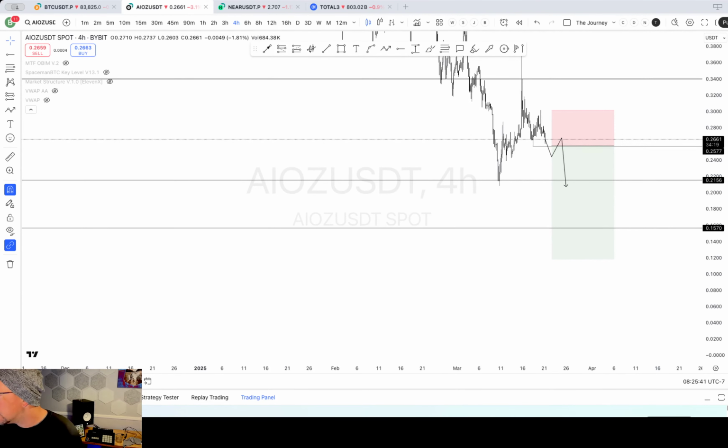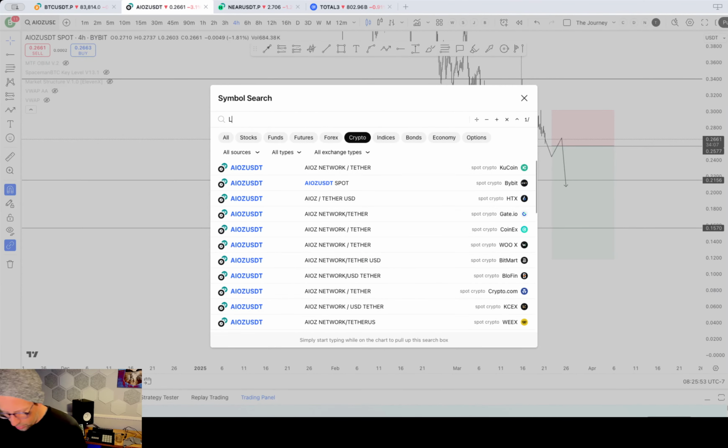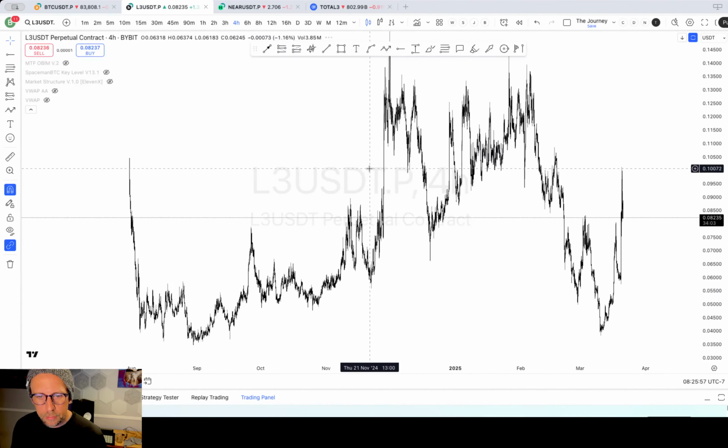What are you guys? Tom Lee, where do you come up with this? Broke daily structure bullishly with a high volume punch. Weekly looks bearish. Retest though. Oh, okay. L3. Sorry, L3. L3 on Bybit. Let's go.